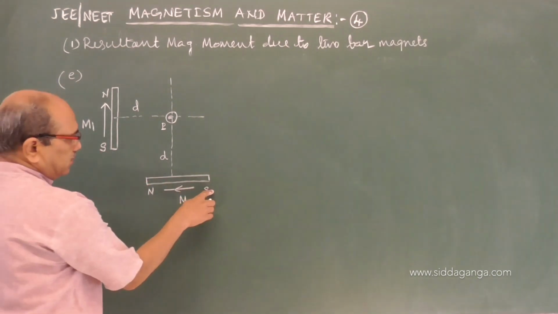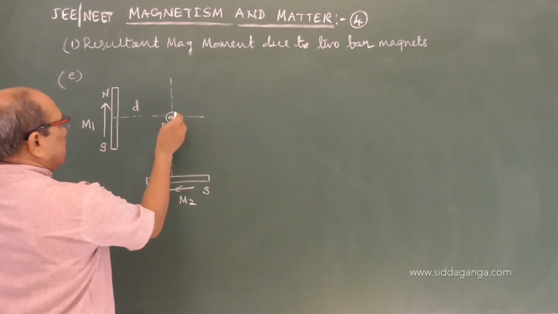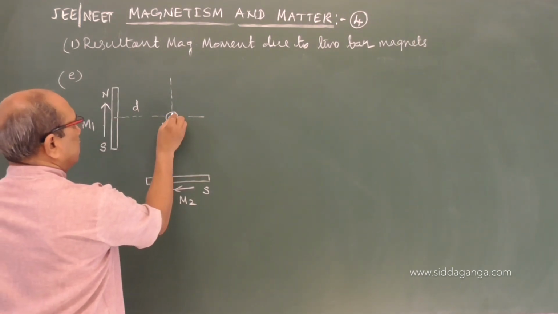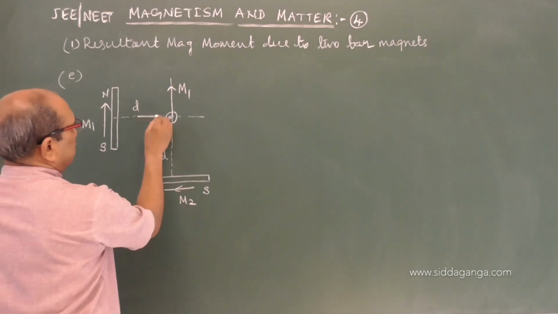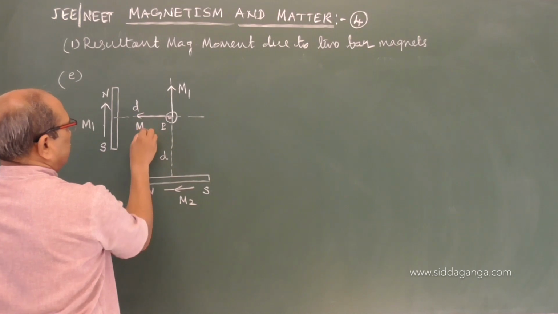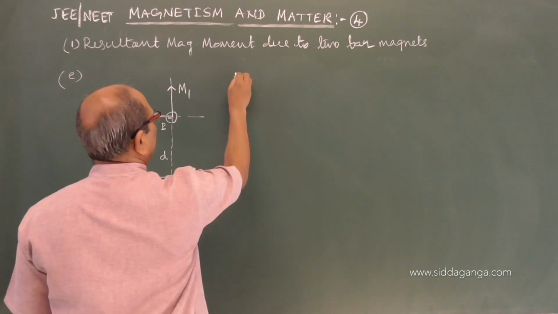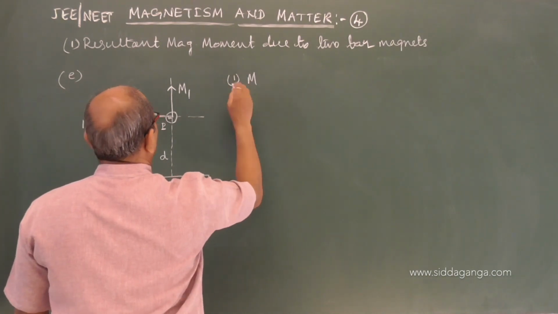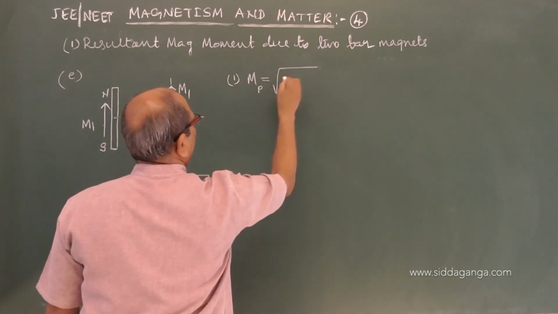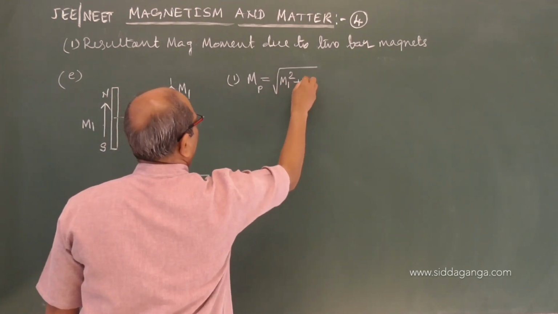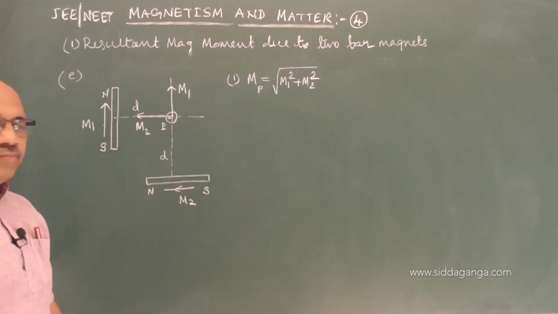The moment is from right to left, here the moment is from down to up. I can write the moment here directly. One moment is acting upward and the other moment is acting to the left. So the angle between them is 90 degrees. Therefore I can write the resultant moment at P is, no doubt now you come to know, root of M1 square plus M2 square, as the angle between them is 90.